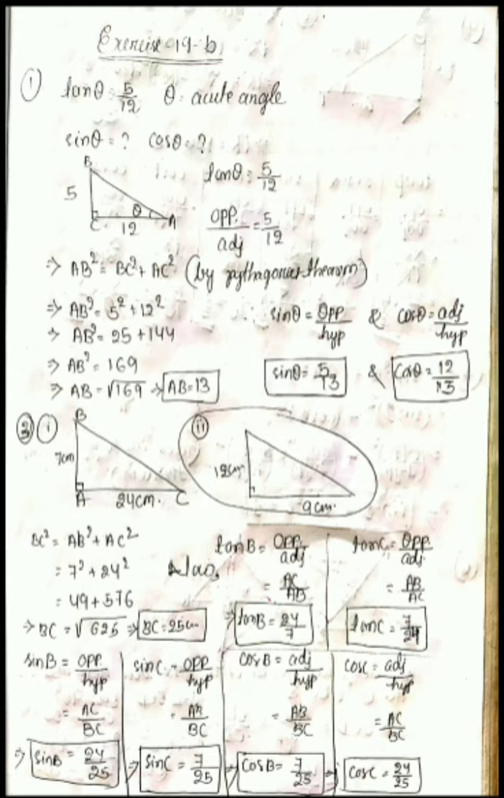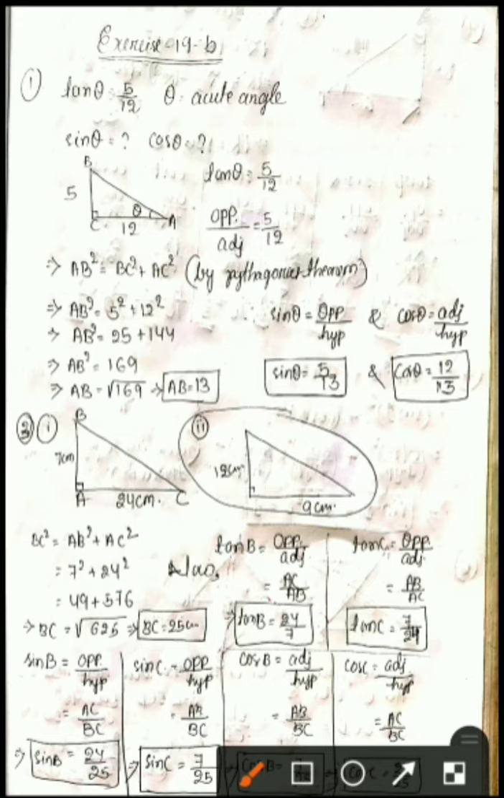Tan theta equals 5 by 12 and theta is an acute angle. That means you can draw the figure like this. Theta is our acute angle. So name the triangle: A is our acute angle, and the right angle is at B and C. Now, what do you have to find out? You have to find the value of sin theta and cos theta.